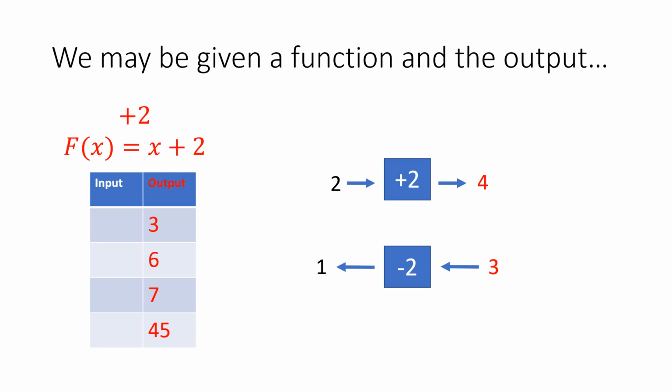And so on for the rest of the table. 6, we subtract 2, we will get 4. 7, we subtract 2, we will get 5. 45, subtract 2, we will get 43. So we're using that inverse operation of our function.